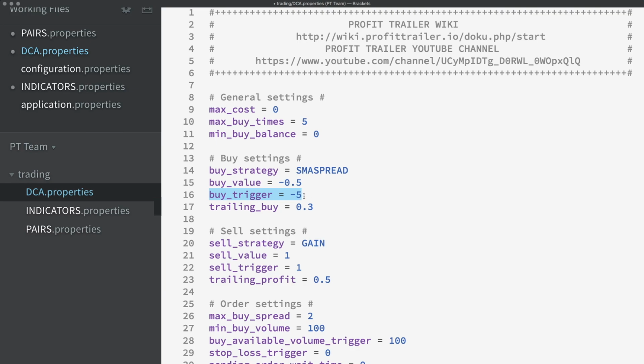So the bot is going to look to see, has my coin dropped this percentage value that I set here at the buy trigger? In my case, I put -5. So I'm looking for a 5% drop in the coin's price from its previous average price, which is what you bought it at. The average price of what you bought it at before. So once it meets this buy trigger threshold right here, then it's going to try and run the buy strategy. And it's going to look to see, do I have a spread between my two moving averages of at least this 0.5%? So the fast moving average is below the slow moving average.